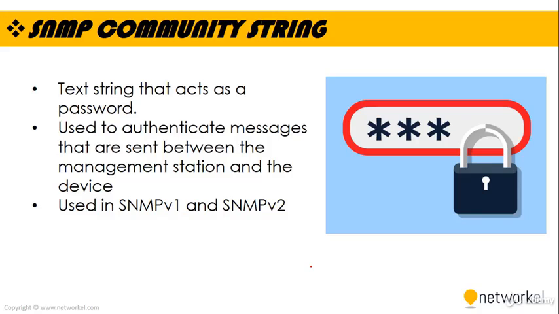Let's go ahead with the SNMP community string term. The SNMP community string is like a user ID or password that allows access to a router's or other device's statistics. If the community string is correct, the device responds with the requested information. If the community string is not correct, the device simply discards the request and does not respond. SNMP community string is used in SNMP version 1 and SNMP version 2.